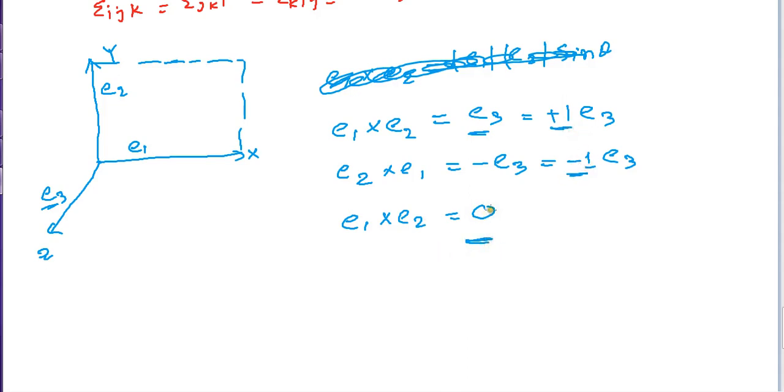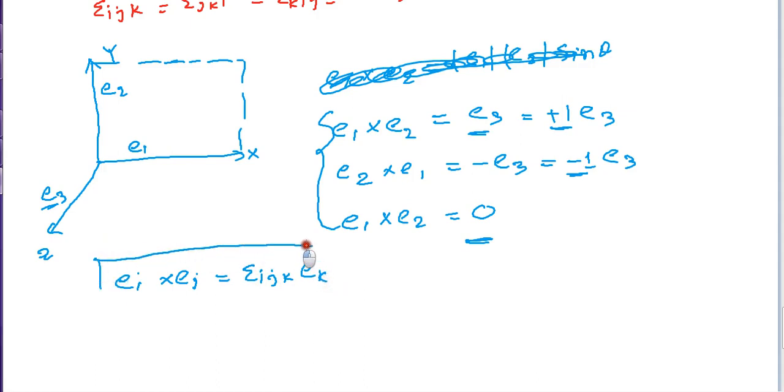So we see here +1, -1, and 0. We can express this cross product with our permutation symbol. How can we express that? It's very easy. ei cross ej equals the permutation symbol epsilon i j k times ek, right? So these are permutation symbol conventions. I hope it is very helpful.